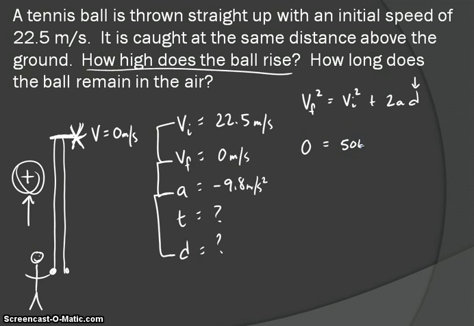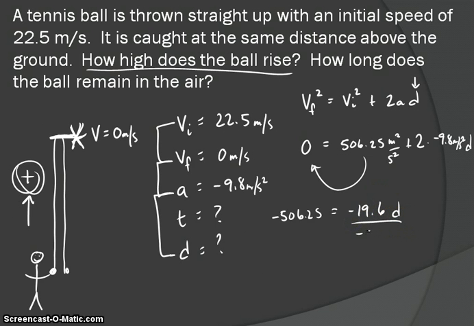That comes out to be 506.25. Now if I think about it, that's meters squared per second squared, because we squared that value, plus 2 times, now this is a negative 9.8 meters per second squared, times d. Okay, so I'm going to bring this value to the other side, so I get negative 506.25 equals 2 times 9.8, which is negative 19.6d, and I'm going to divide by negative 19.6.